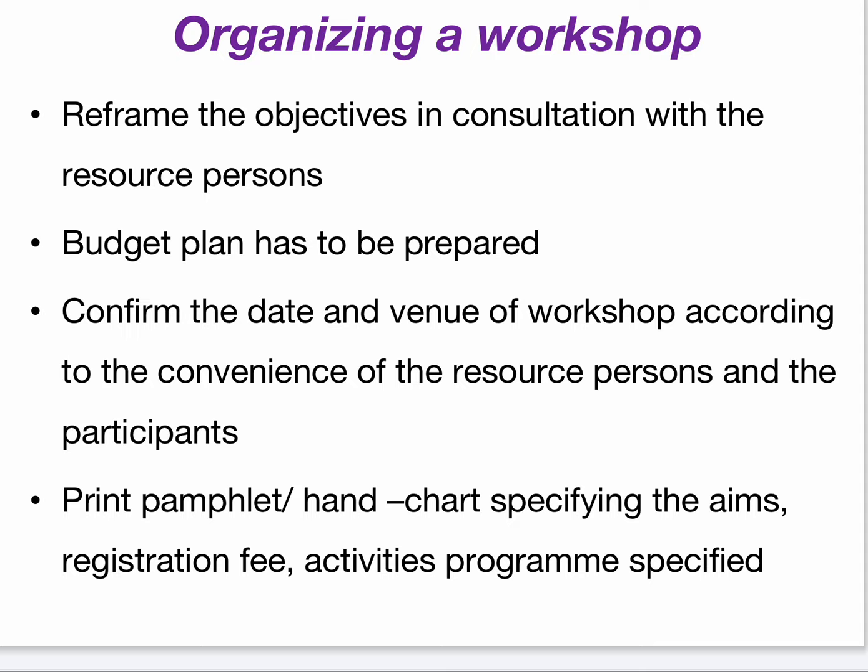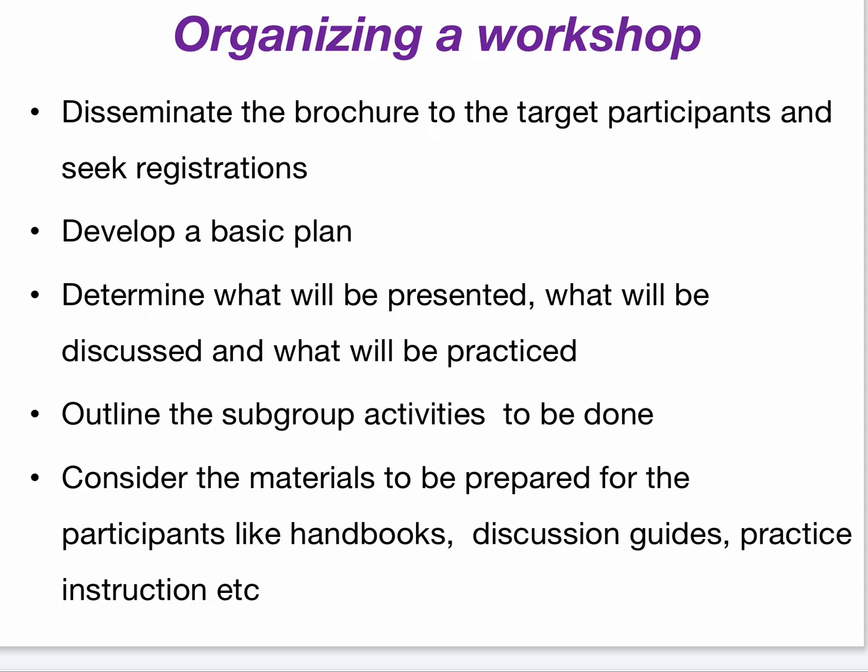In guidance with the resource persons, reframing of the objectives is done, after which a budget of the entire workshop is prepared. Then you have to confirm the date as well as venue of the workshop, and this is done according to the convenience of the resource person as well as the participants. Then print a pamphlet or hard copy specifying the aims, the registration fees, activities, programs, etc. So this is basically preparing the brochure. Once the brochure has been prepared, it has to be disseminated in order to reach the target participants and seek registrations from them.